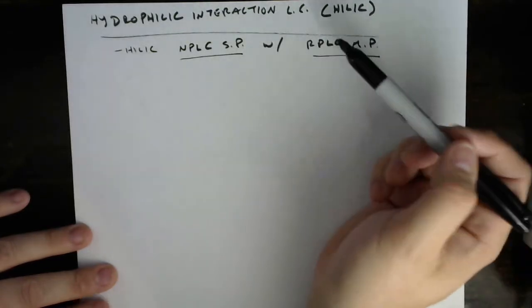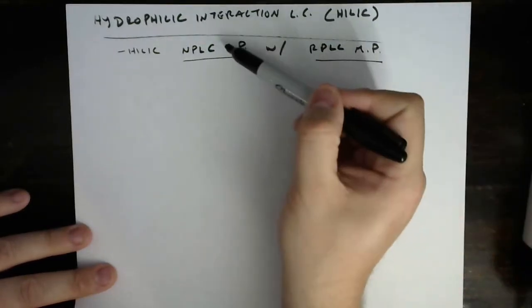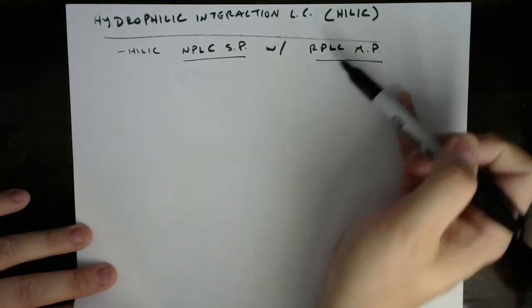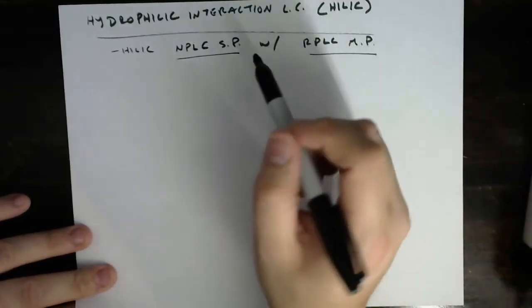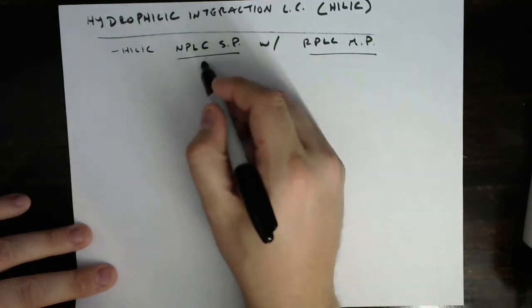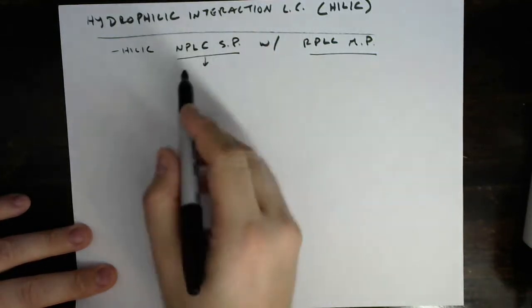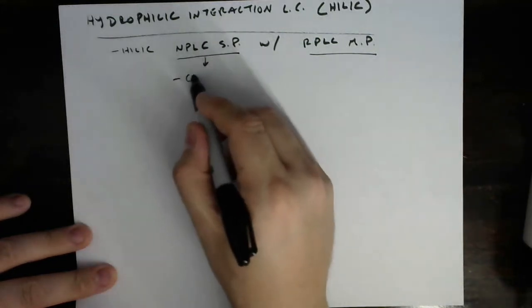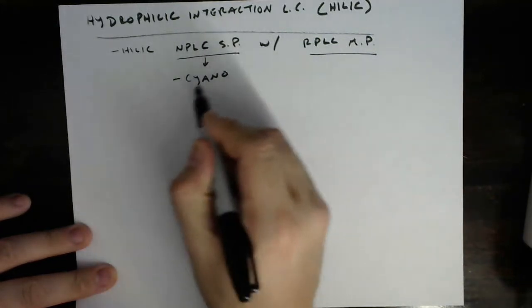Because we have something that's trying to dissolve polar things and something that's trying to elute non-polar things, and it sounds like that's highly incompatible. We're going to see some mechanisms that make this work, but first let's just remind ourselves normal phase functional groups are things like the cyano group that we saw.